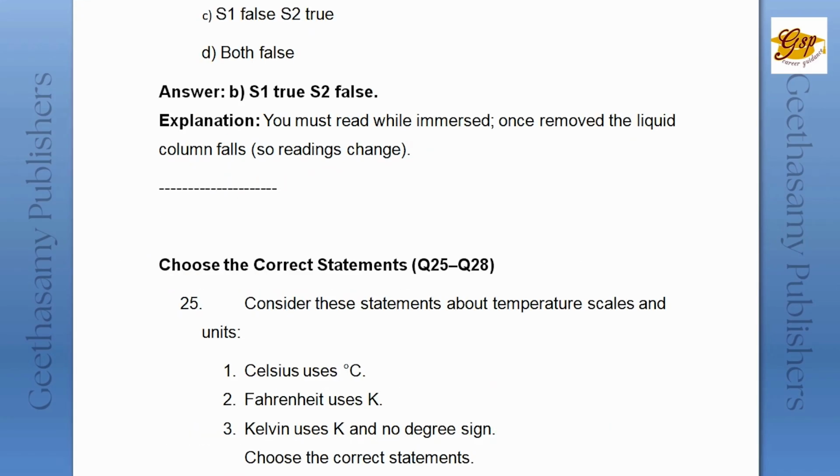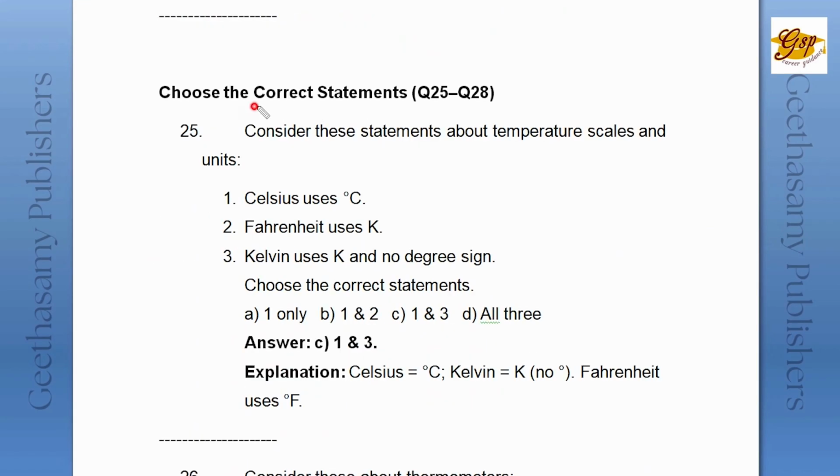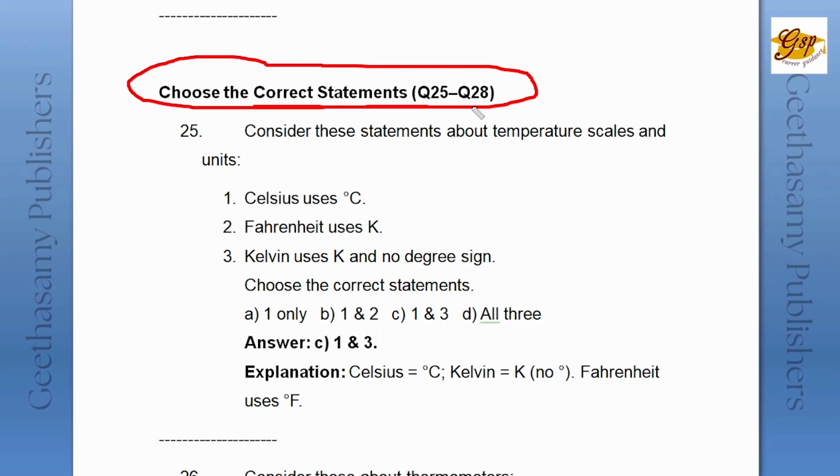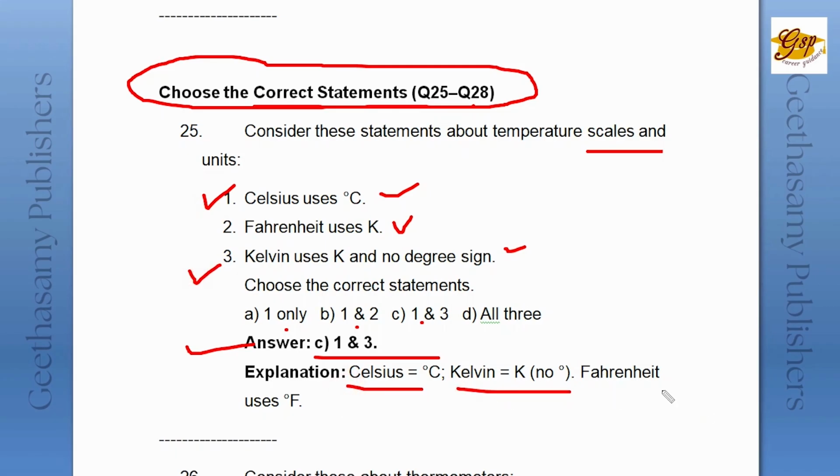Right? Fine. Choose the correct sentences. Correct sentences from 25 to 28. There are 4 questions. Right? Consider statements on temperature scales and units. 1, Celsius uses C. 2, Fahrenheit uses K. 3, Kelvin uses K with no degree sign. Choose the correct one: 1 only, 1 and 2, 1 and 3, all 3. The correct answer is 1 and 3 only. Okay, so Celsius is C, Kelvin is K with no degree, Fahrenheit uses the degree. So 1 and 3 only.